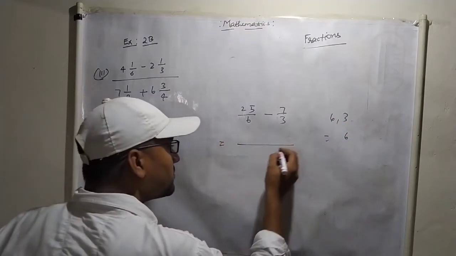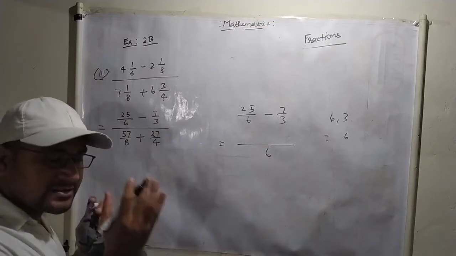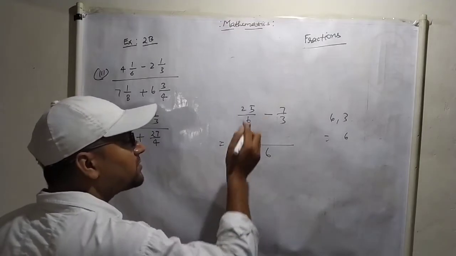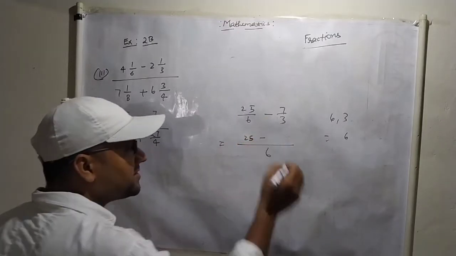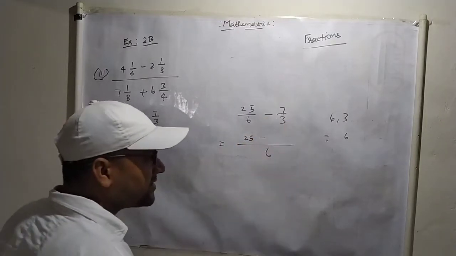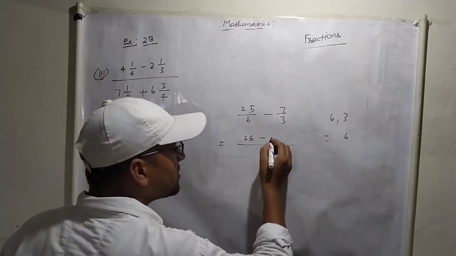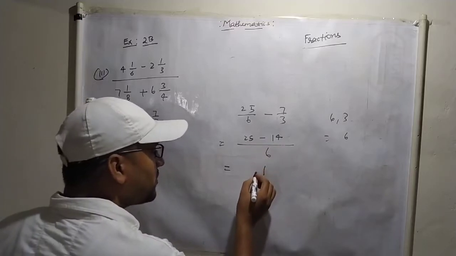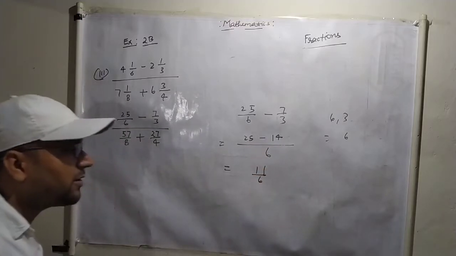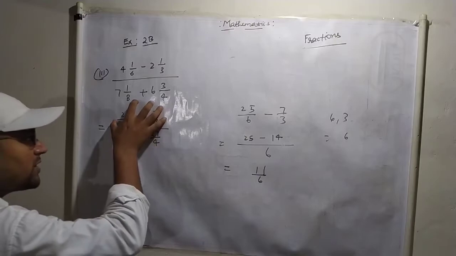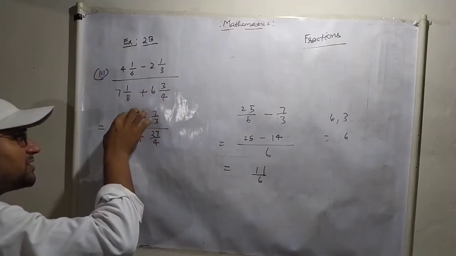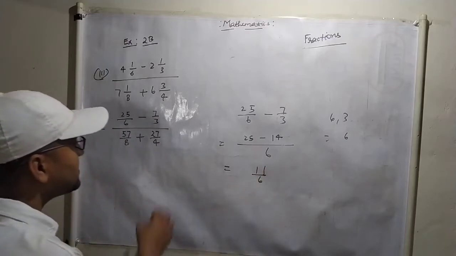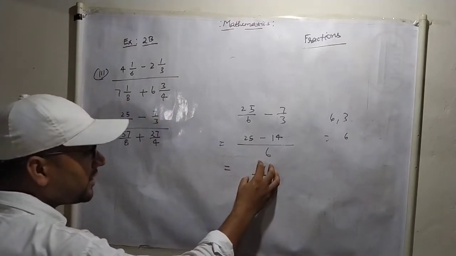So take this equivalent denominator as your LCM. So by 6, if you divide 6, you will get 1. 1 is multiplied into 25, 25. Minus, by 3, if you divide 6, you get it 2, and 2 7s are 14. So what you will get is, students, 25 minus 14, 11 upon 6. So what is the total value of this 25 by 6 minus 7 upon 3? You will get it 11 upon 6. So in place of this, I'm going to write this one.